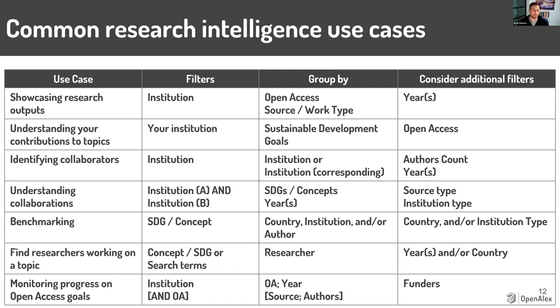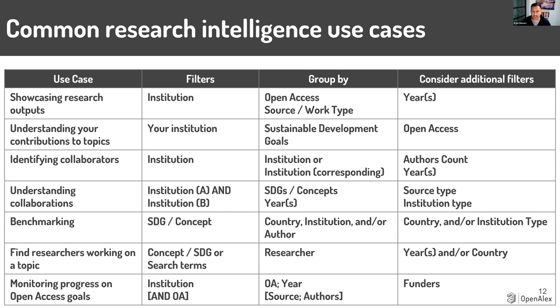And then three more use cases to mention. Benchmarking is a really common one. So imagine you start instead of with your institution with a concept you're interested in or a sustainable development goal. Then you can group by country if you want to look at which countries are leading in that. You can group by concept, institution, or you could group by author to benchmark those different levels of entities. Similarly, if you wanted to start with a concept or an SDG, you could find researchers working on that topic by grouping by researcher.